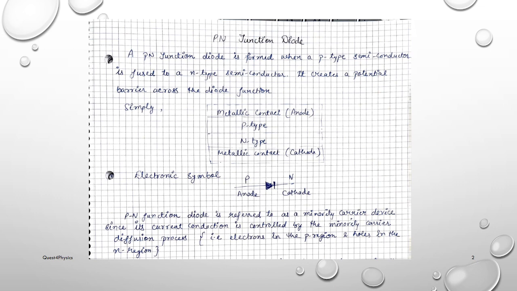What is a PN junction diode? A PN junction diode is formed when a p-type semiconductor is fused to an n-type semiconductor. It creates a potential barrier across the diode junction. This is a simple representation and electronic symbol of a PN junction diode. It is referred to as a minority carrier device since its current conduction is controlled by the minority carrier diffusion process, which are electrons in the p region and holes in the n region.